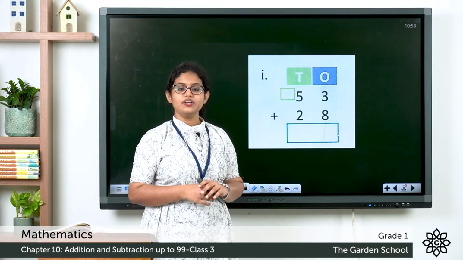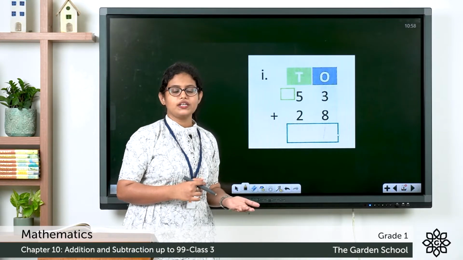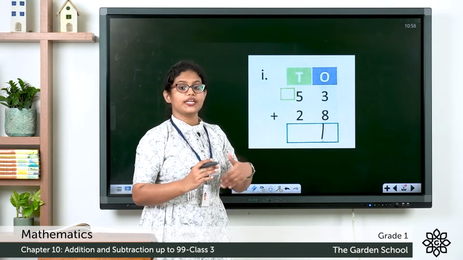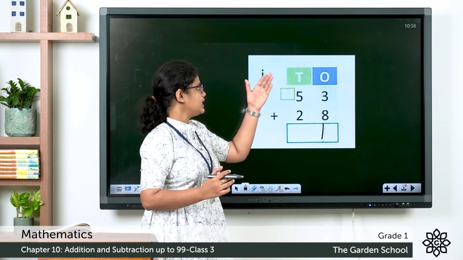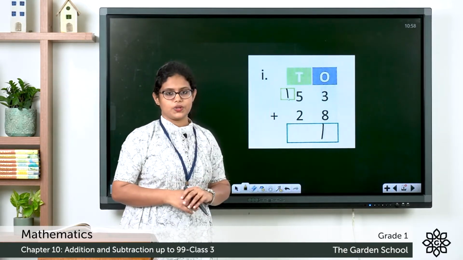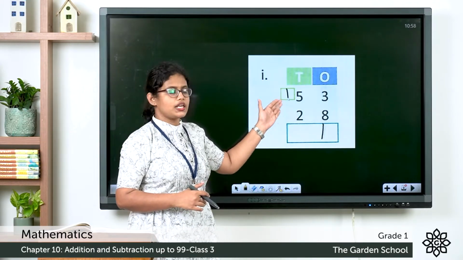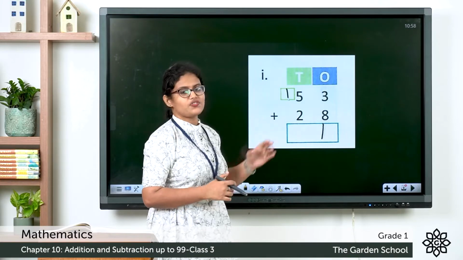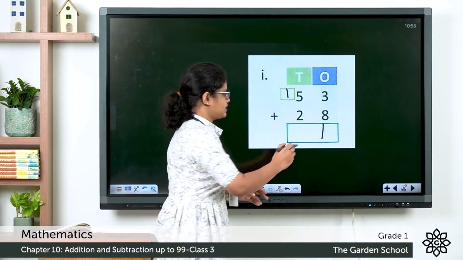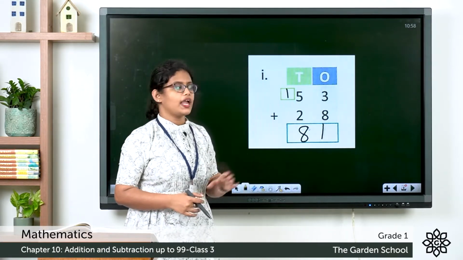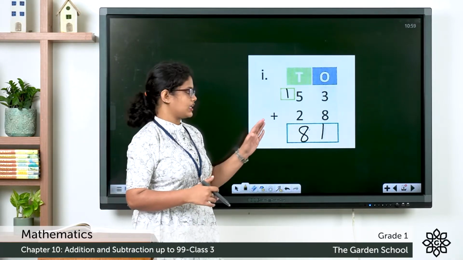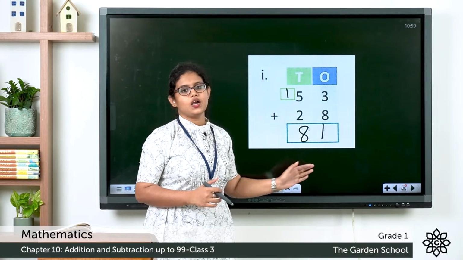It makes 11. 11 we can write as 1 ten and 1 one. So you write 1 over here and we carry over 1 ten to the tens place. We'll write 1 here. So let's add the tens place. We have 1 ten plus 5 tens plus 2 tens. So what is 1 plus 5? 1 plus 5 equals 6. 6 plus 2 is 8. So we write 8 here. So we have 81. We got the answer as 81. So 53 plus 28 gives you a total of 81.